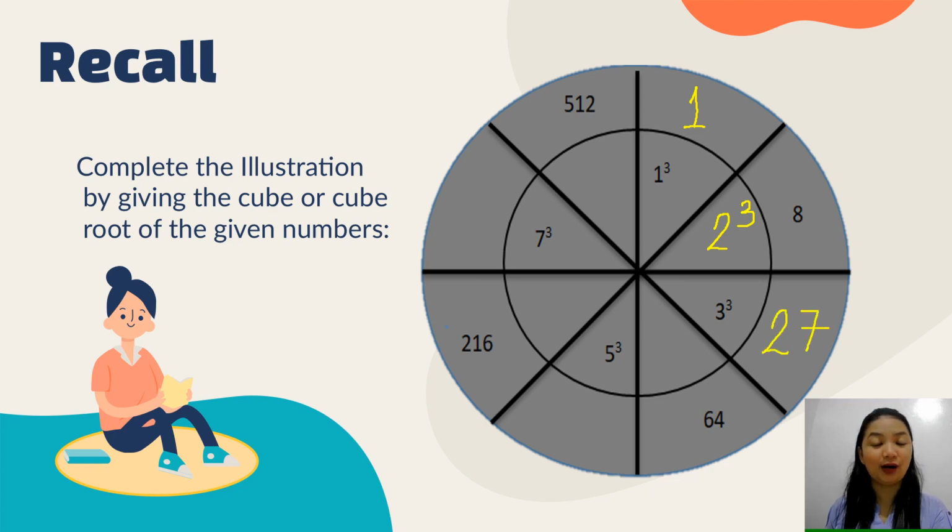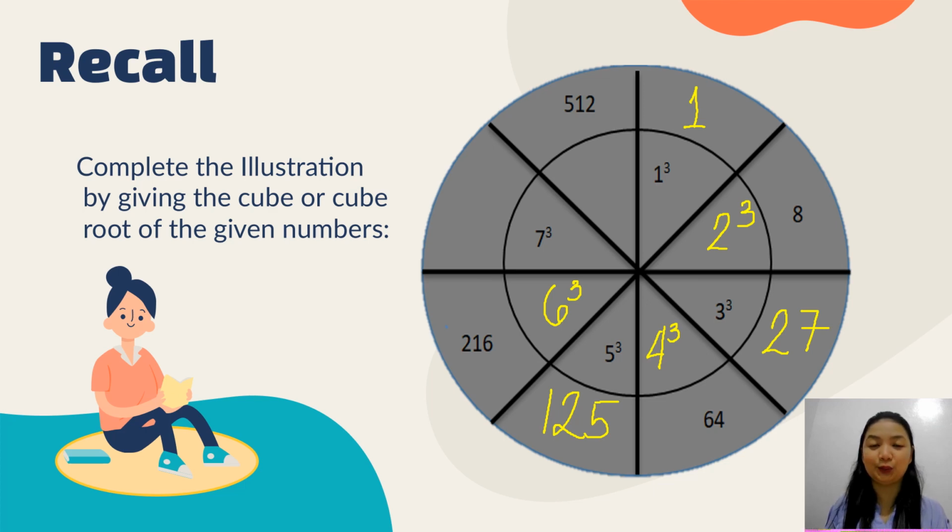How about 64? Any number multiplied by itself thrice will give us 64? You're right, that is 4. So we write 4 cubed is equal to 64. How about 5 cubed? 5 times 5 is 25, times 5 is 125. Next one, 216. Will you kindly give us the cube root of 216? Yes, that is 6 cubed.